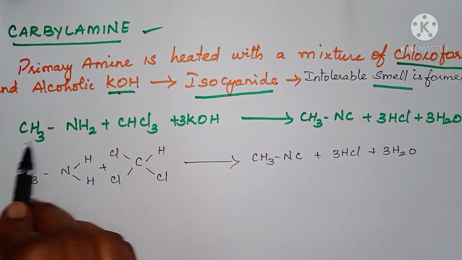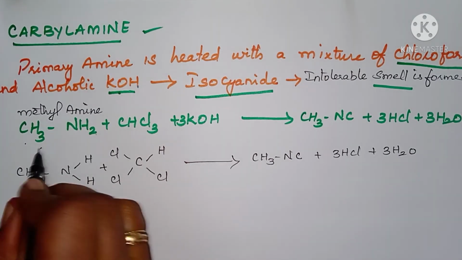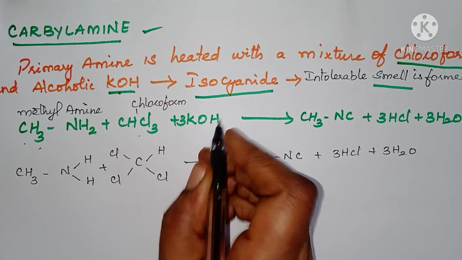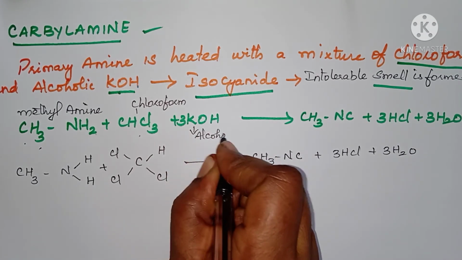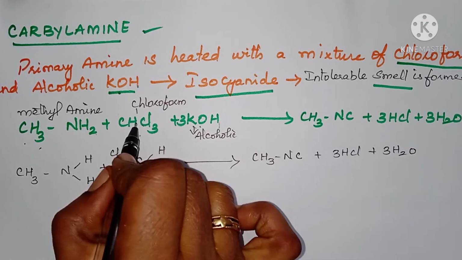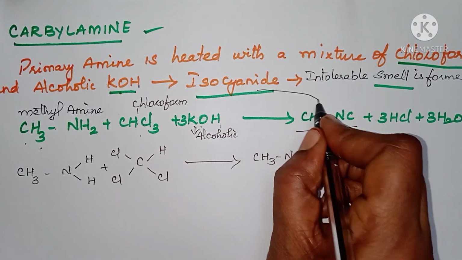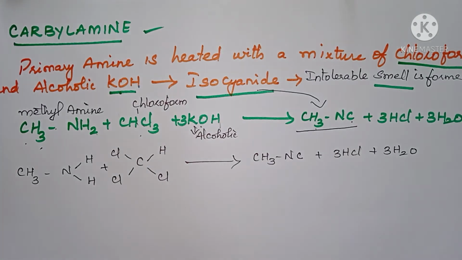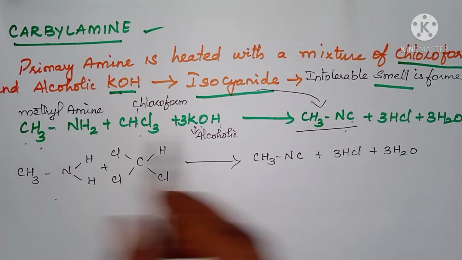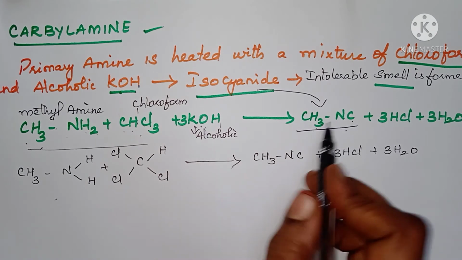See here, CH3NH2 is methylamine. Methylamine is connected with chloroform, and this is alcoholic KOH, potassium hydroxide. Alcoholic KOH with chloroform is a mixture. Treated with a primary amine, you are getting isocyanide, CH3NC. CN means cyanide, NC means isocyanide. Remember this. This is the easy way: CH3NH2, methylamine, plus chloroform, connected with KOH, you are getting an isocyanide.